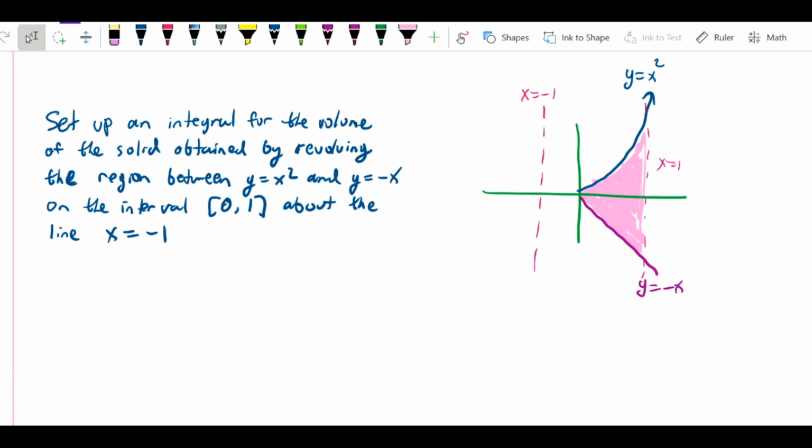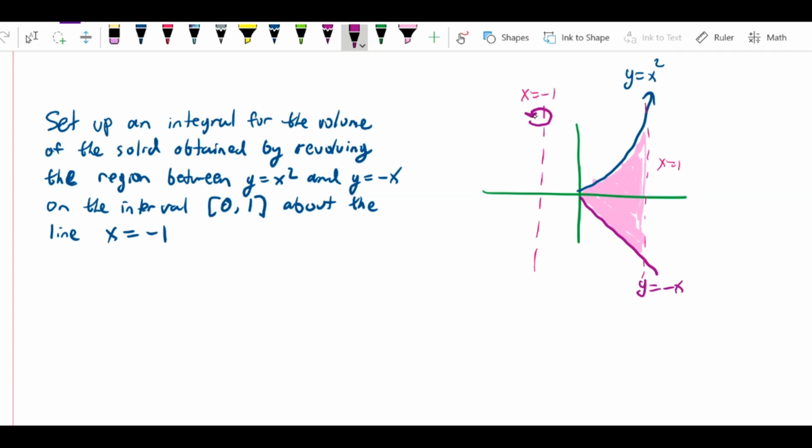For my next trick, we're going to change the axis of revolution so that it's not the y-axis. So you can see what we're going to do is revolve the pink region, the same one from the last problem, around the line x equals -1. So let's see what has to change here.